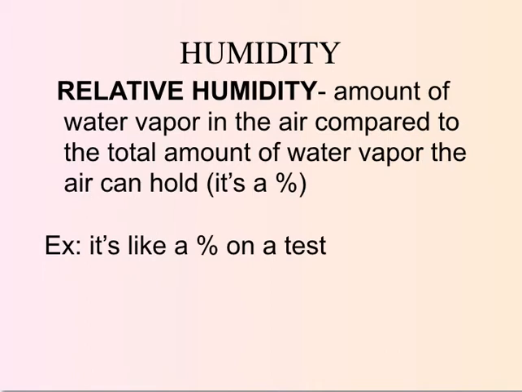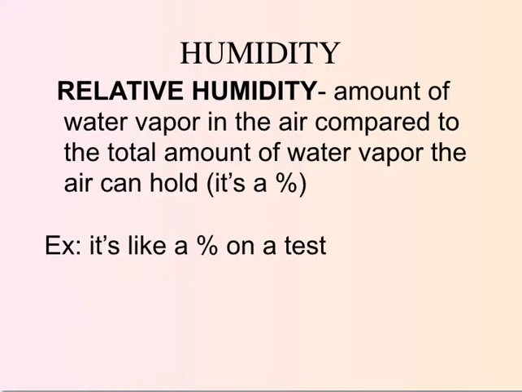What we often talk about and see on the news is relative humidity: the amount of water vapor in the air compared to the total amount of water vapor the air can hold. It's like a percent on a test. If the test was 100 points, and you had 90 out of 100, you got a 90%. If the air can hold 100 water vapor molecules and there's 90 in the air, the relative humidity is 90%.